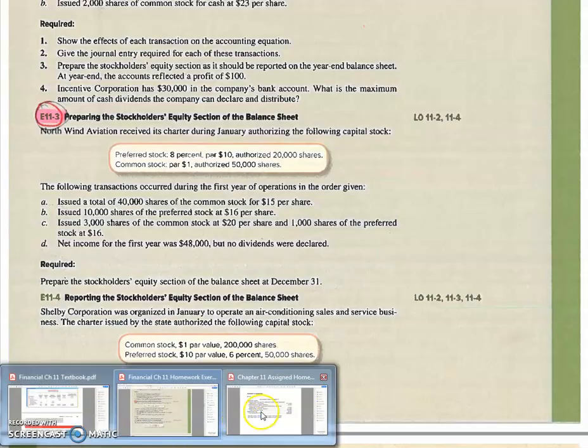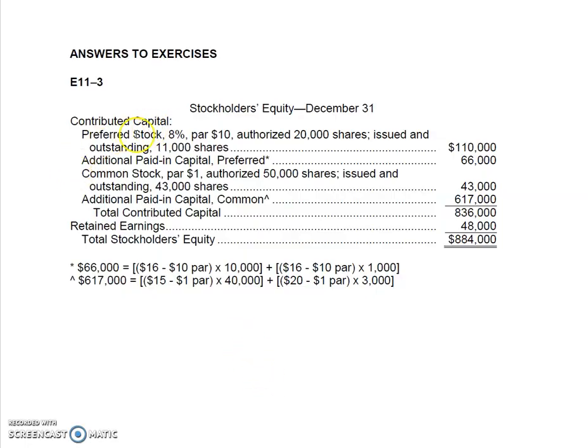So we see that right here, the preferred stock. The 11,000 shares times $10 per share par gives you $110,000. Then we have 11,000 shares times $6 per share because the issue price was $16. So additional paid-in capital was $6 per share, $16 selling price minus the $10 par.